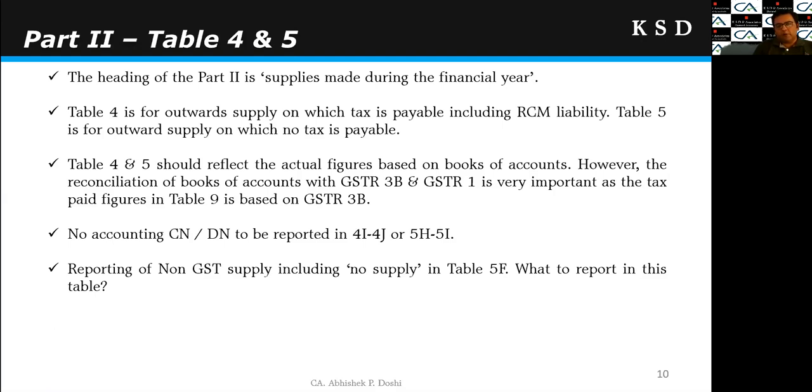Because if you report in table 5F, it will be considered under the head of exempt supply or non-GST supply. And as per the rules, I am supposed to reverse my proportionate ITC for the exempt or non-GST supply. So even if I report some of the no supply, which is not supply at all, under this column, it may attract the department's attention for the proportionate reversal of the ITC.